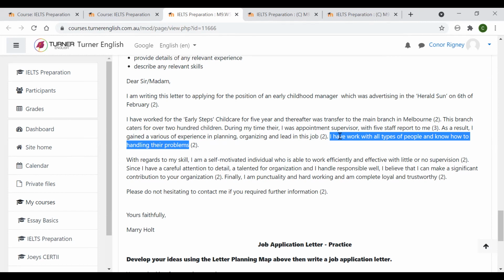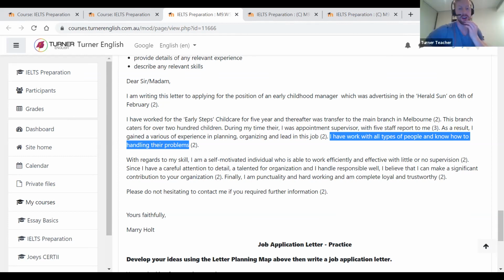With regards to my skill, I am a self-motivated individual who is able to work. Let's go back. I have worked with all types of people and know how to handling their problems.